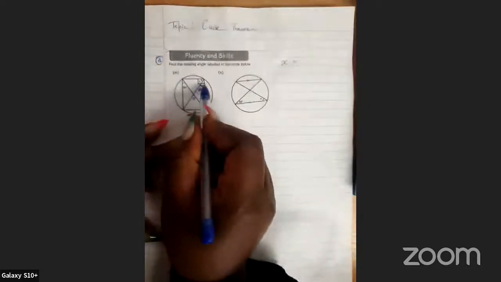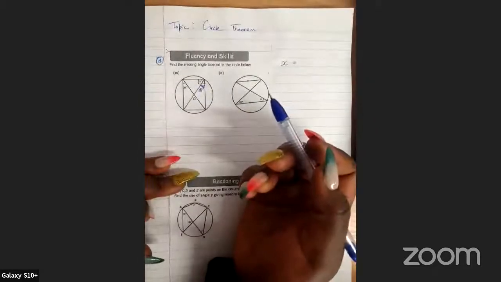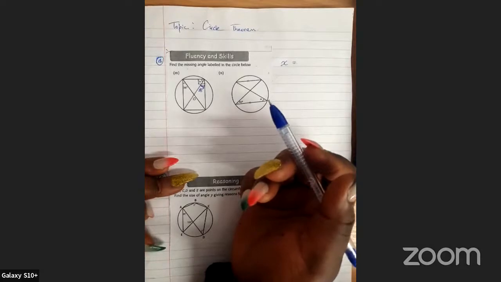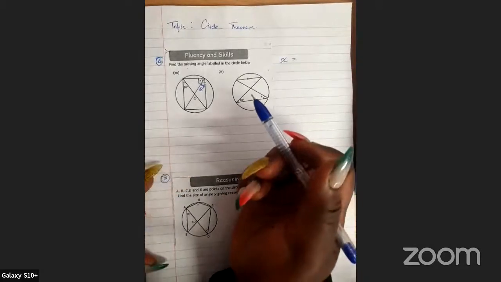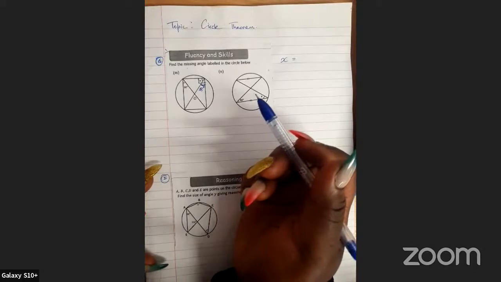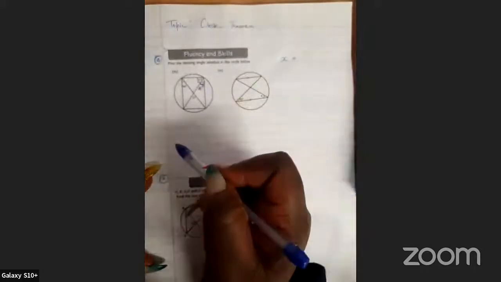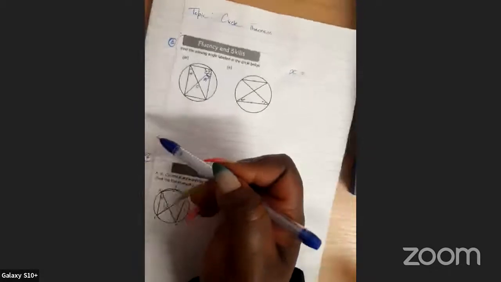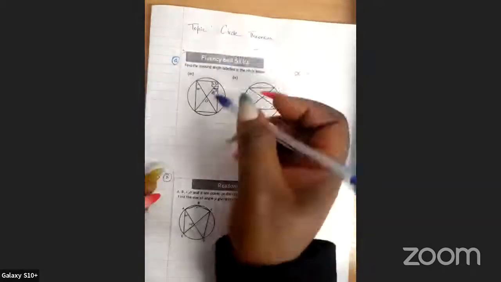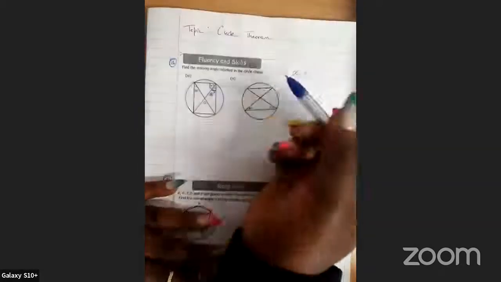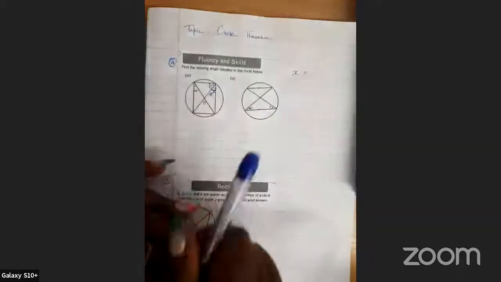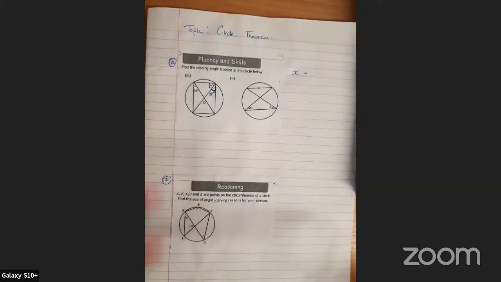Let me look carefully to confirm that it is a right angle. Hold on. Let me check. Oh yes, I'm correct. Yes, it's a right angle. Let me get another pen, some colors.